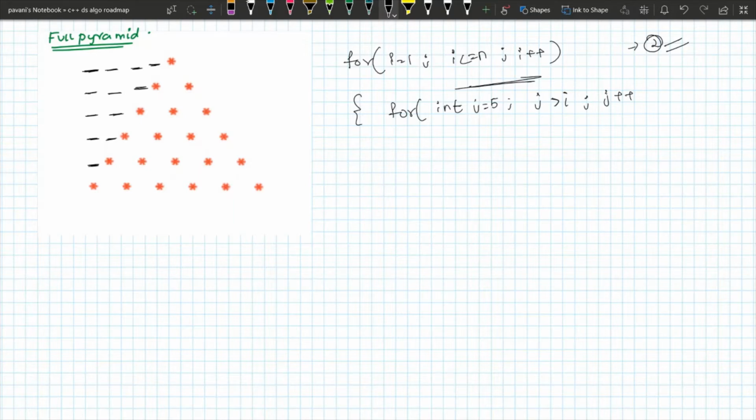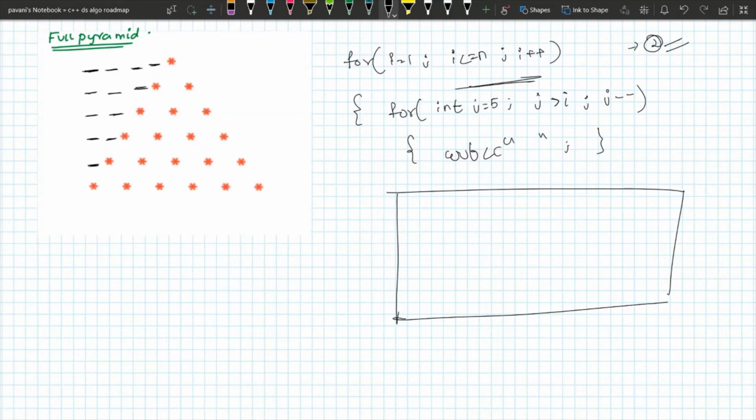j plus plus, j minus minus, sorry, j minus minus, and then cout space, right? This is very clear. The first inner loop is done, and the second inner loop is where there is some complication. This is the second inner loop, right?